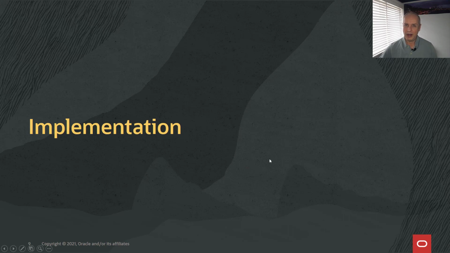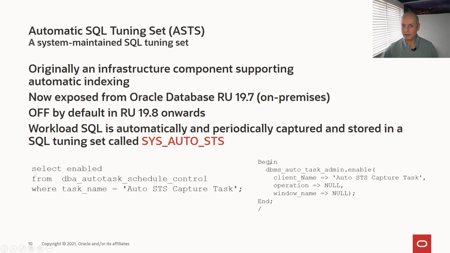So let's take a look at the implementation, and a quick step to one side. There is a new infrastructure component called the Automatic SQL Tuning Set. We exposed it in 19.7, and it was on by default briefly. It's off by default in Oracle Database RU 19.8 onwards. It's pretty straightforward to understand: what we've added is a system-owned, system-maintained SQL tuning set. So it's not something that requires manual intervention, but it collects application SQL in the background.